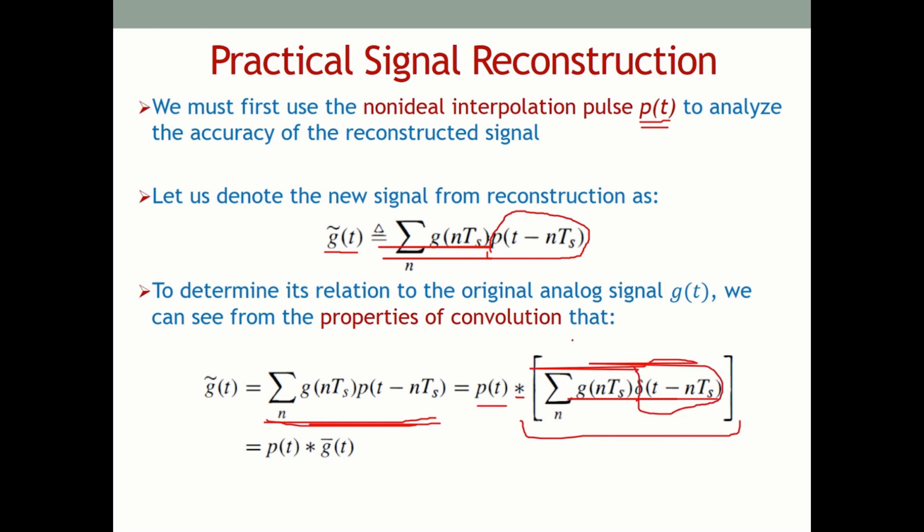Mathematically, we can see that sampling using any pulse p(t) is the same as convolving this pulse p(t) with the previously known impulse train sampling expression. This gives us the new expression for sampling using the pulse train p(t). So you can see p(t) convolved with g'(t), which is the impulse train sampled signal.